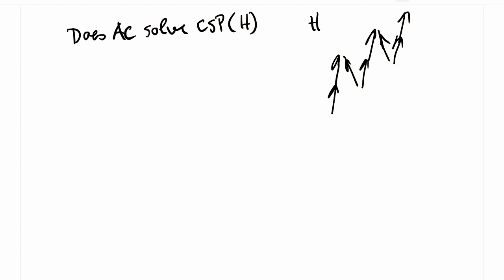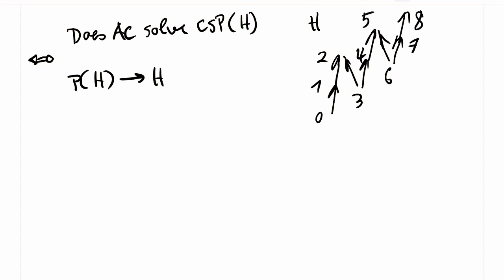Okay, so what do we know? We know that it's sufficient and necessary to check that P of H homomorphically maps to H. Oh, but P of H, this will be very large, right? We have 1, 2, 3, 4, 5, 6, 7, 8, 9 vertices. So this power set graph will be very large. So you don't want to draw it by hand.